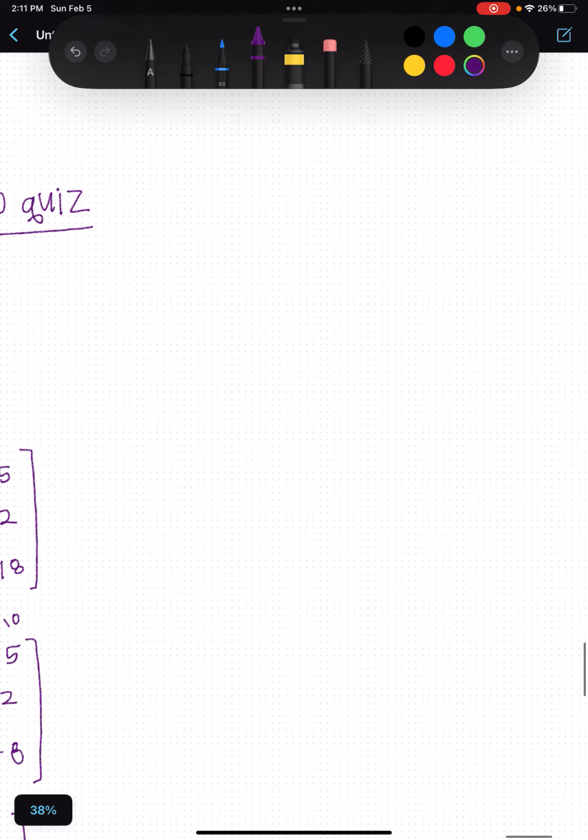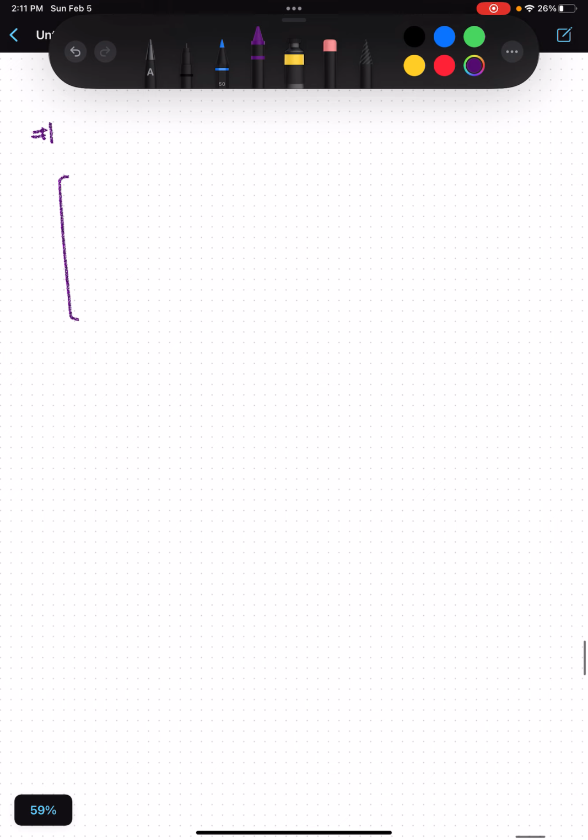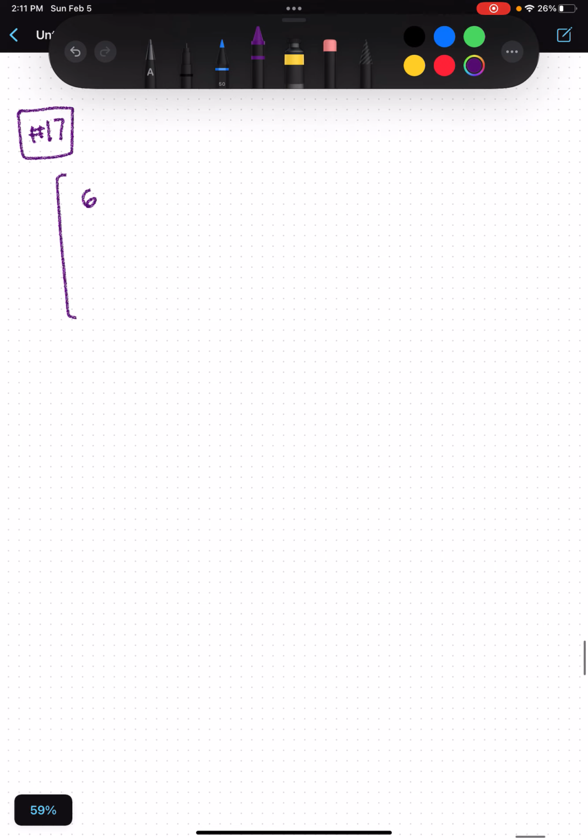Let me just grab some space over here. Okay, so for Cramer's rule, let's do number 17. So the first thing I'm going to do is just draw my matrix first. So let me write down that it's number 17. Okay, so our matrix would be 6, 0, negative 4, and 22. And then it would be 0, 2, 1, 6, and then 5, 0, 4, negative 11.